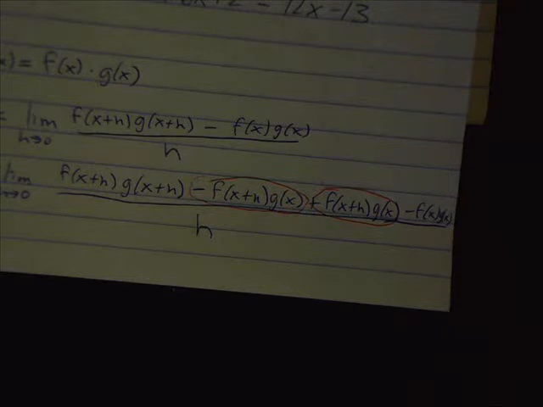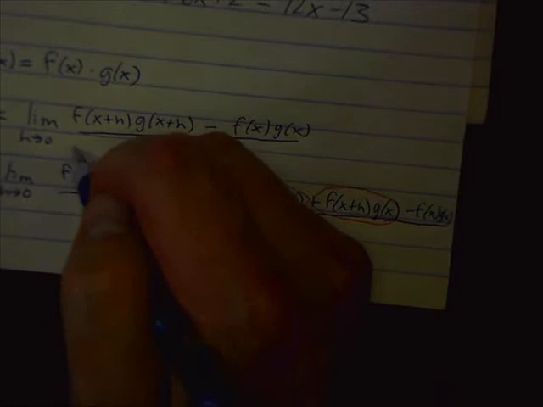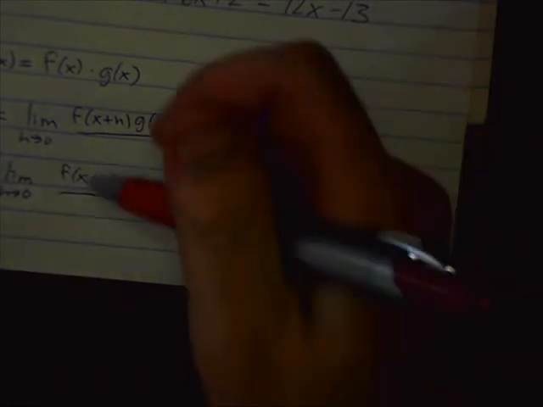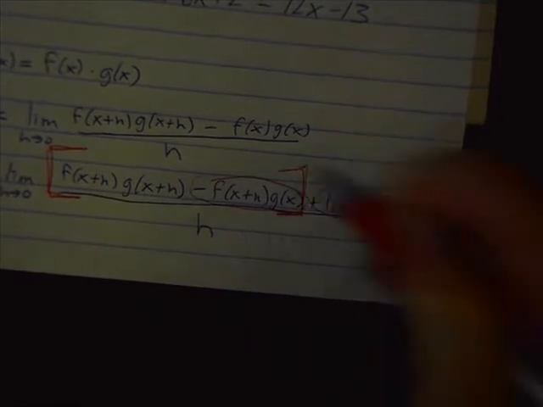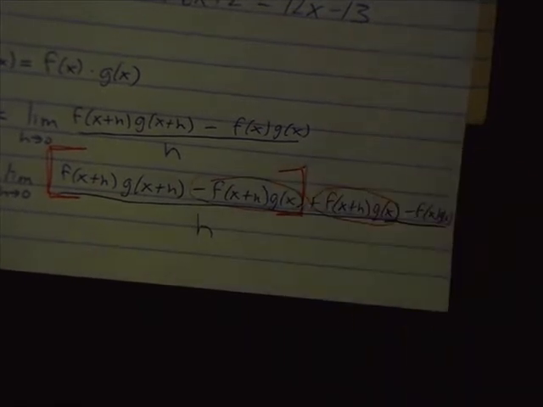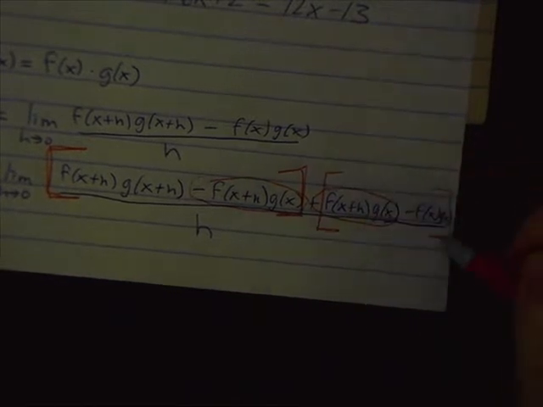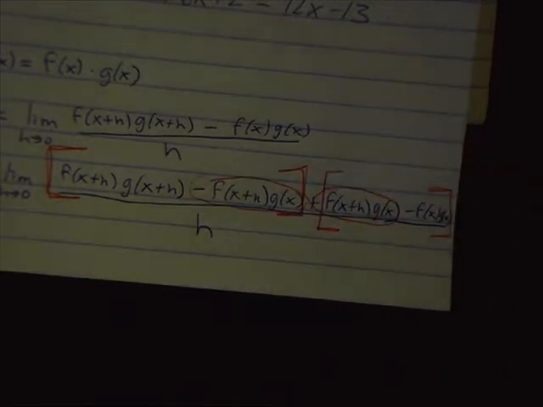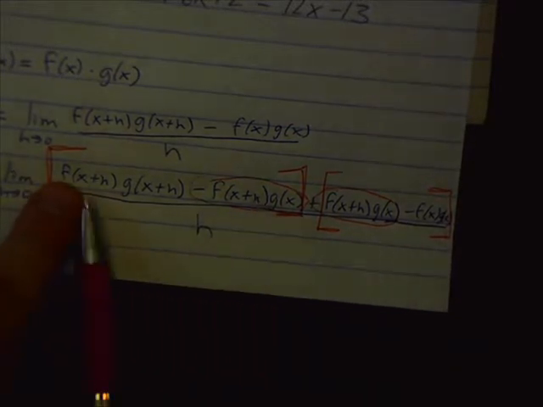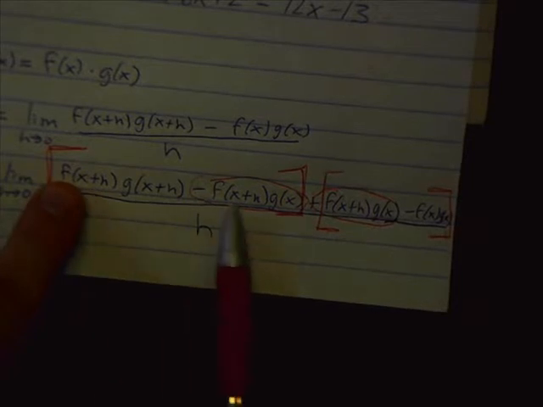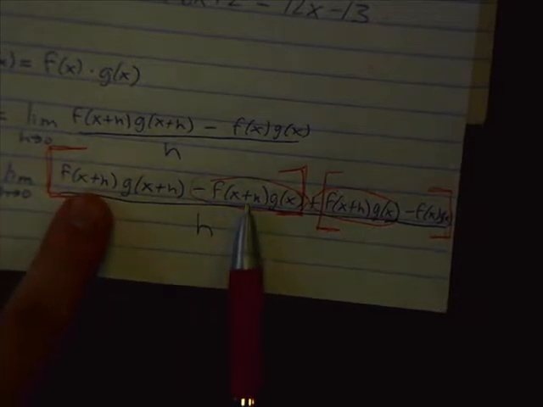All right, so now what I'm going to do is I'm going to split my fraction. So I'm going to split my fraction. I'm going to put these two things together. Consider them as one piece. And then these two things together, consider them as a second piece. Looking at the first piece here, I can factor something out. What can I factor out? Factor out an f of x plus h. So I'm going to do that.